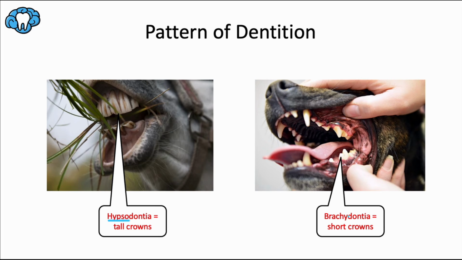The opposite to that is brachydontia, brachy meaning short, and it's a type of dentition that is characterized by low-crowned teeth. Dogs, cats, and technically humans are considered brachydonts.